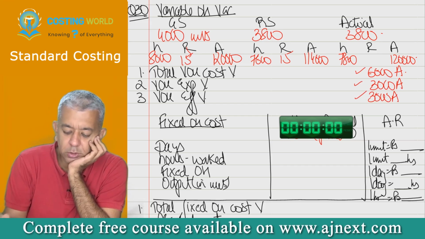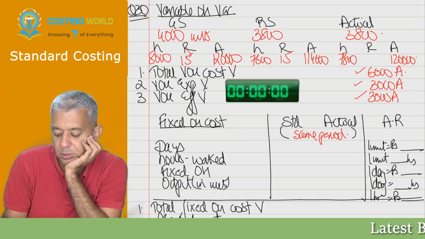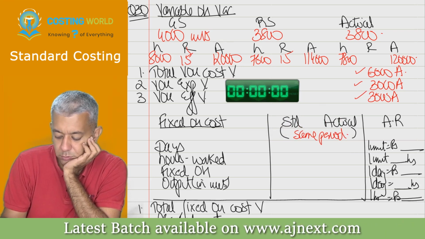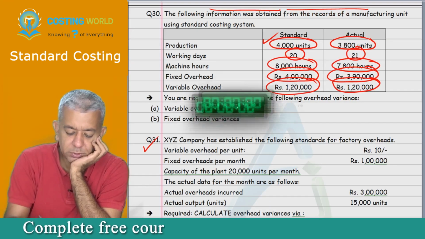Variable overheads are all okay? 6,000 adverse, 3,000 adverse, 3,000. That's fine. Yes, sir. Okay. For fixed overheads, just a sec. I'll solve like this one here.